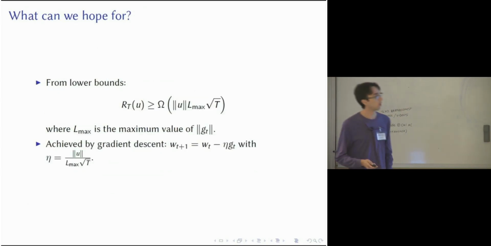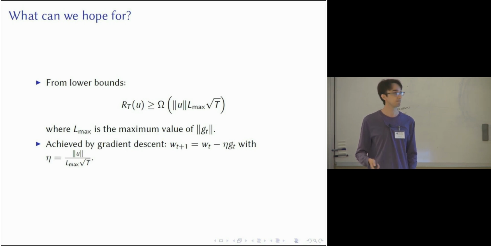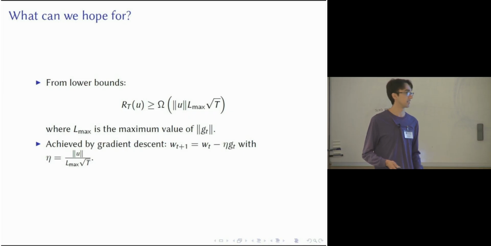All right. So what can we do in this setting? Well, it's pretty well known that you cannot guarantee anything better than u times L_max times the square root of T, where L_max is the maximum Lipschitz constant, or the maximum gradient norm, that you see over the course of your optimization game. And by the way, for all of this talk, I'm going to consider only the 2-norm. Some of the results extend, but don't worry about it for now. This lower bound can be achieved easily by gradient descent with just a constant step size, where eta is the norm of u divided by L_max divided by root T.